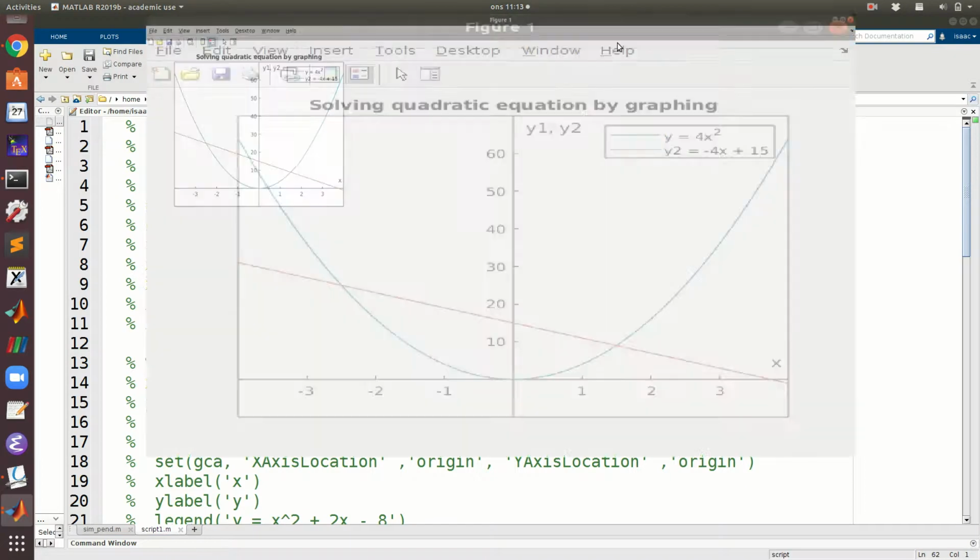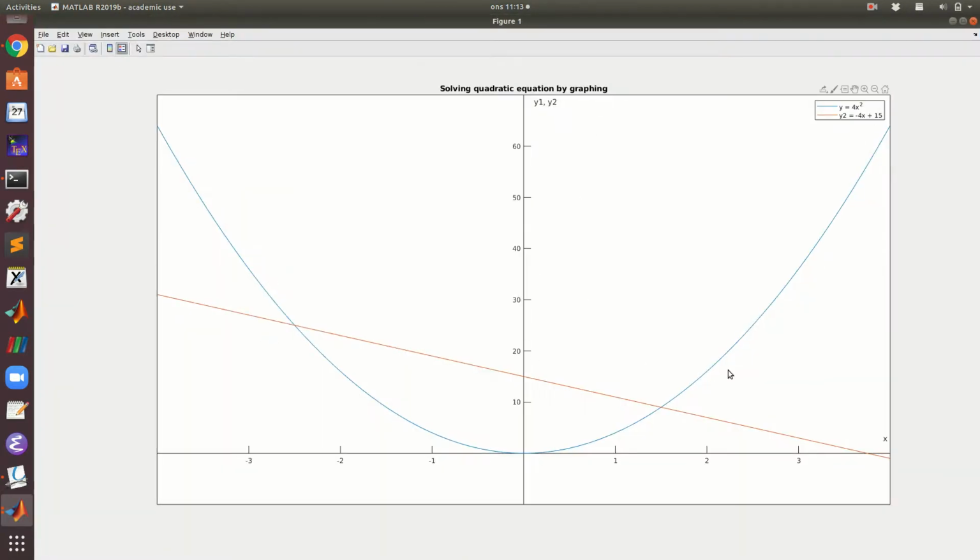Okay, so yes, we have here the red line. The red one is the line y equals -4x plus 15, and then the blue is the parabola here, y equals 4x squared, and then the points of intersection here are going to give us the x values here. We will simply read off the x values here, and you can verify with what is in the book.